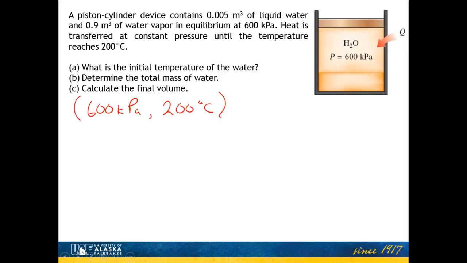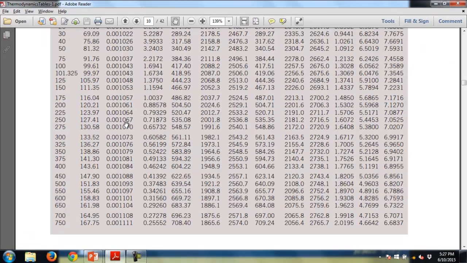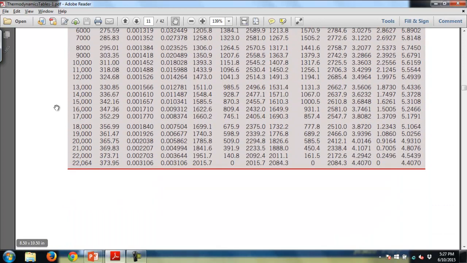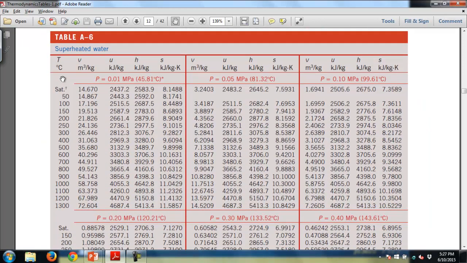So now I've got pressure and temperature, but now I'm superheated. I'm above the saturation, so these are now two independent variables. And so I can go ahead and find out what my volume is at this new state. But in order to do that, I need to go to the superheated tables using these values. So let's go back to our tables. At 600, we boil at 158, but we went all the way up to 200. So that means that we're superheated.